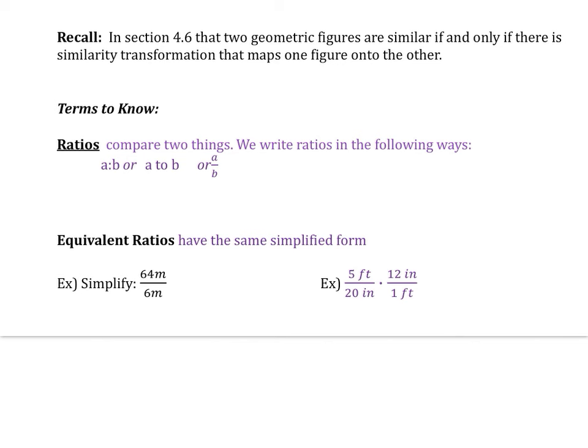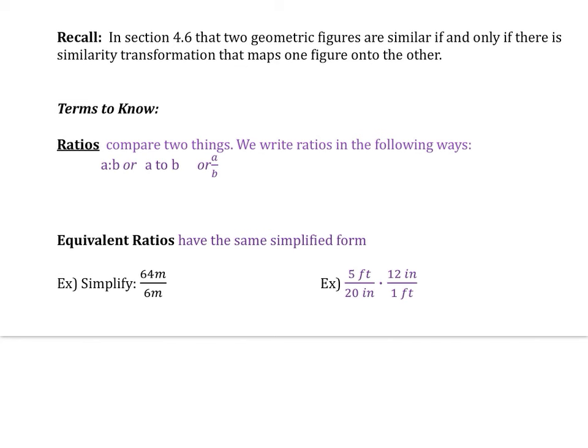Let's take a look at some terminology that we need to know. Ratios compare two things. We also have multiple ways to write them. You've got your colon, you've got the word "to," and then you've got it as a fraction. And equivalent ratios are the same, meaning they have the same simplified form.